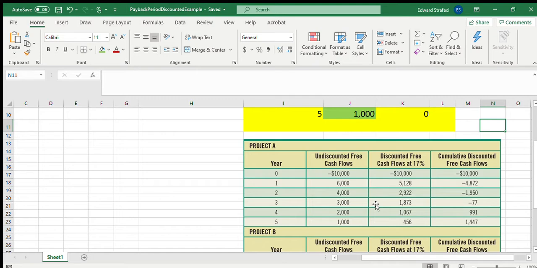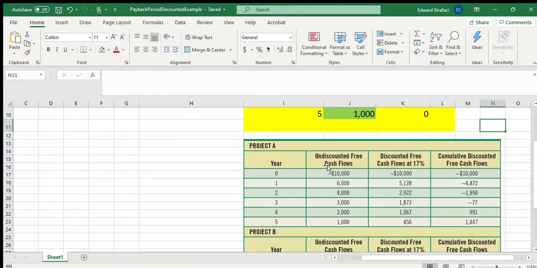By discounting it back using time value of money, 6,000 discounted at 17% for 1 year is 5,128. 4,000 discounted at 17% in the second year is 2,922. 3,000 discounted by 17% in the third year would be 1,873.